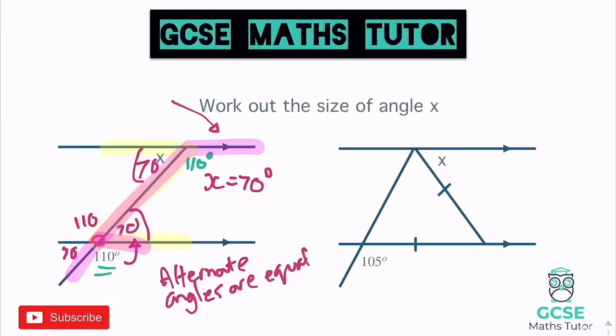So we could have done it that way and then done angles on a straight line. Let's have a look at this other one. So 105 degrees down in the bottom here. So straight away, just above that, we can find that this angle's 75, because angles on a straight line equal 180.